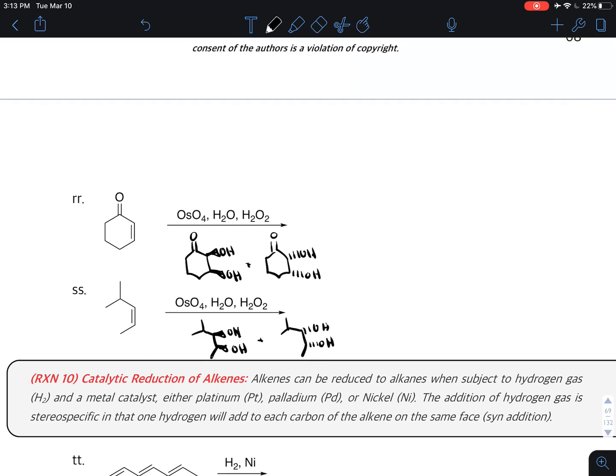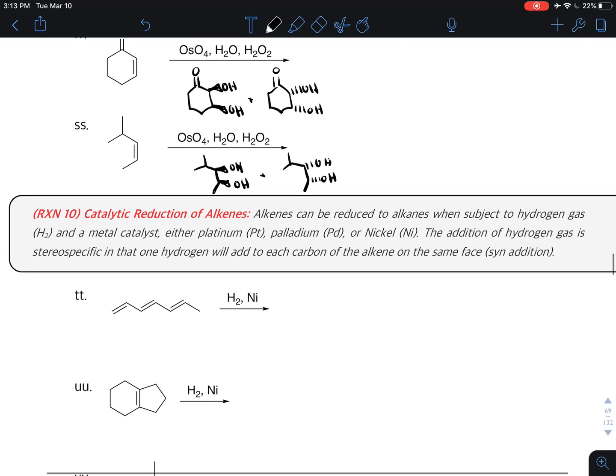All right, now we're finally at our last reaction. So it's called catalytic reduction of alkenes. So alkenes can be reduced back to their alkanes by using hydrogen gas and these metal catalysts, these transition metal catalysts, platinum, palladium, or nickel. Okay, so it has to be platinum, palladium, or nickel. It doesn't matter which one you choose out of those three, but it has to be one of those. We do not know the reaction mechanism for this, so it's really easy to predict the products. All you have to know is that it's syn addition, okay? Syn addition of those hydrogens.